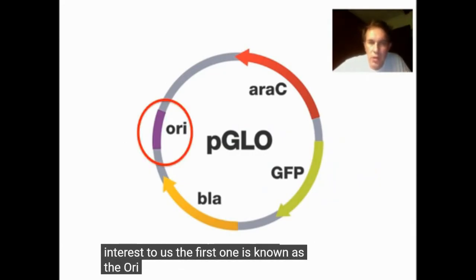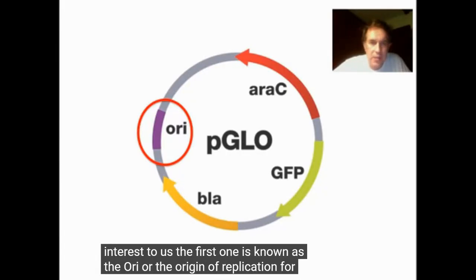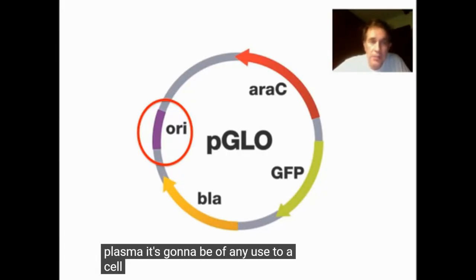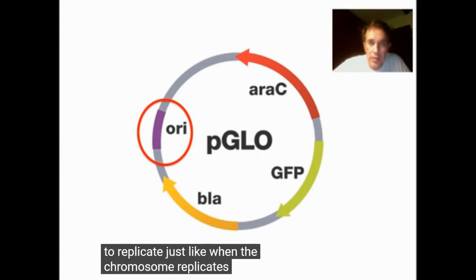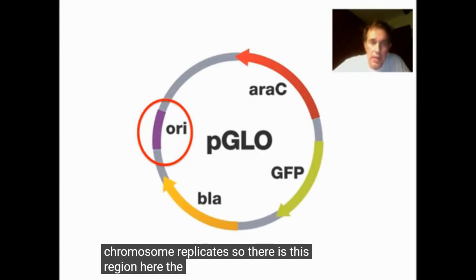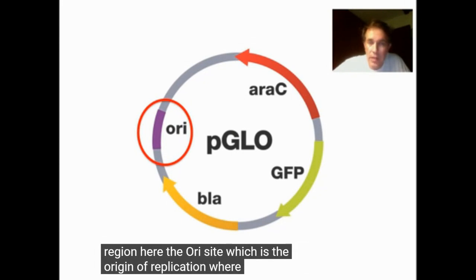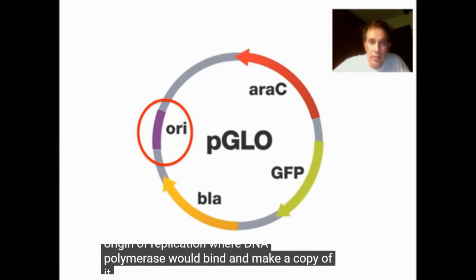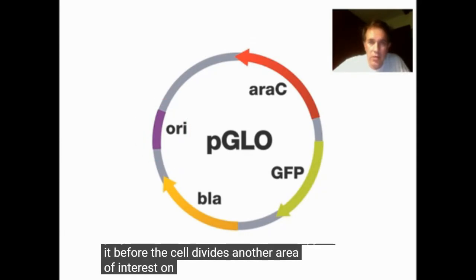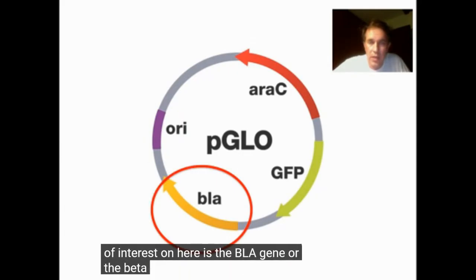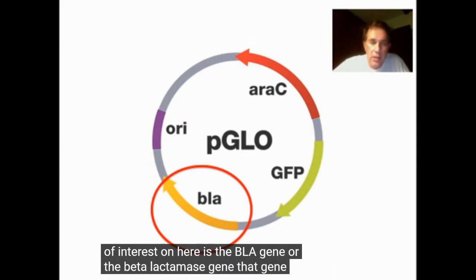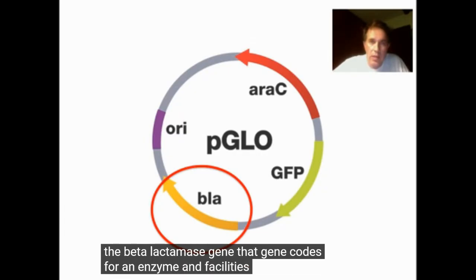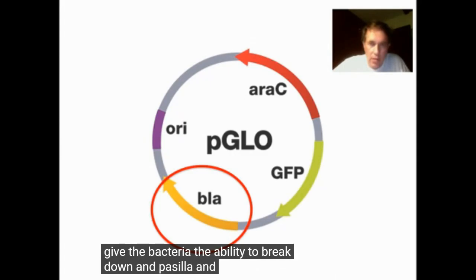The first one is known as the ori, or the origin of replication. If a plasmid is going to be of any use to a cell going forward, it needs to be able to replicate, just like when the chromosome replicates. So there is this region here, the ori site, which is the origin of replication, where DNA polymerase would bind and make a copy of it before the cell divides. Another area of interest on here is the bla gene, or the beta-lactamase gene.